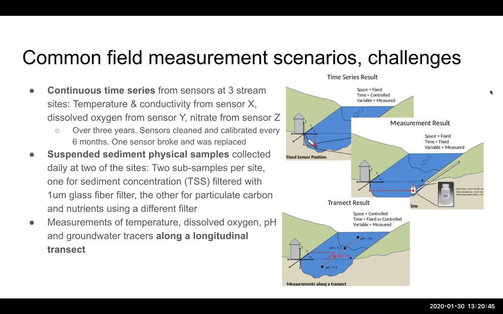Because you're trying to understand how things change along this reach, you also measure temperature, dissolved oxygen, and pH, and other groundwater tracers along that transect, let's say for 100 meters at different points. And you do it once or twice or three times. So very different kinds of data collections with different kinds of sample processing and analysis approaches.